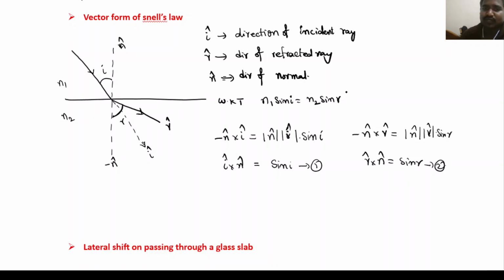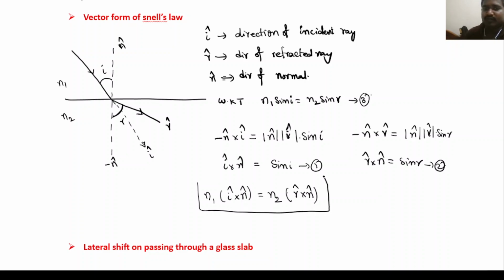Substitute equation 1 and equation 2 in Snell's law, that is equation number 3. Now what do you get? Refractive index of the incident medium times sine of angle of incidence, that is incident ray direction cross normal direction, must equal the refractive index of the refracted medium times sin r, which is r cap cross normal direction. So it is your vector form of Snell's law.